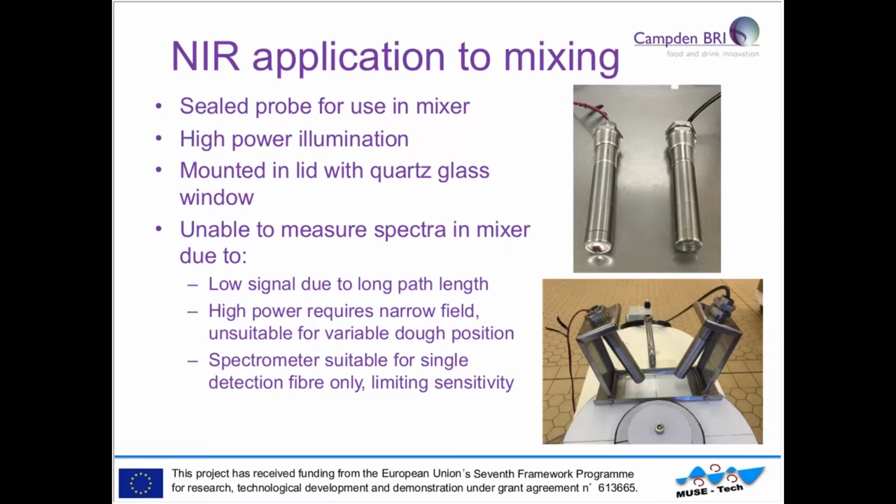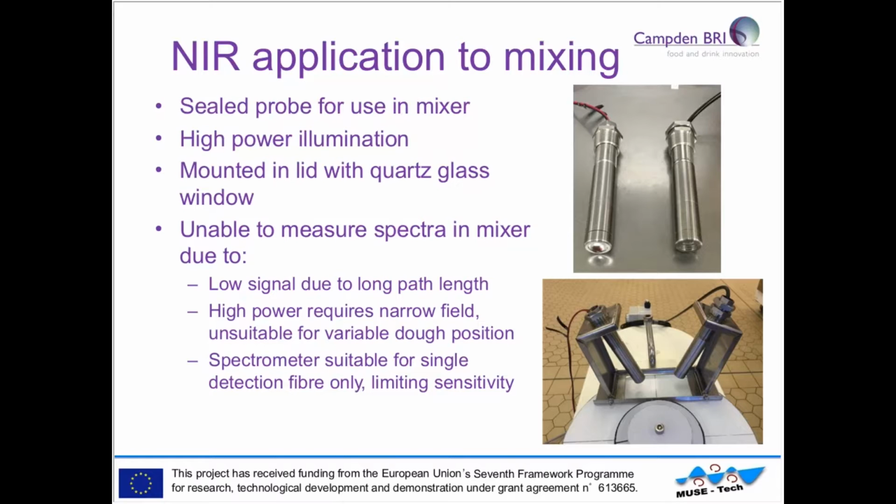But unfortunately, when we did these trials, we found that the path length that we were dealing with was still too long for us to get a signal, despite our efforts to deal with that. We also have an issue that if we want to get high power, then we can get that by focusing the light beam down. But that doesn't work so well when you've got a dough that's moving around, because it's only going to be in the light beam some of the time. So these are conflicting demands, and ultimately that was a limitation.